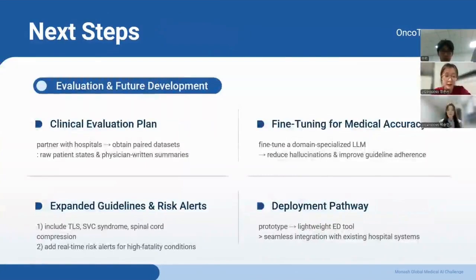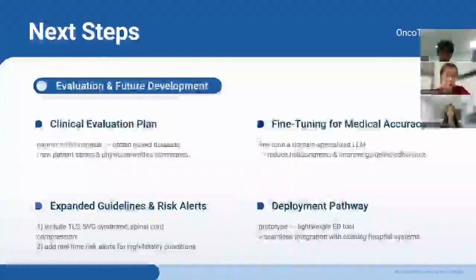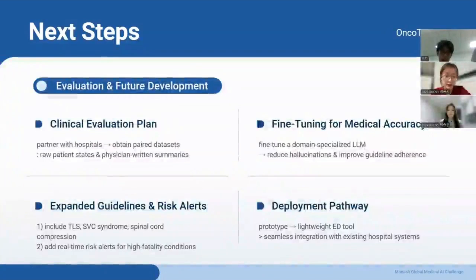Our next step is clinical evaluation. We plan to partner with hospitals to collect paired datasets, patient states, and physician-verified summaries. These will allow us to fine-tune our domain-specialized model for higher accuracy. We will also expand guidelines to TLS, SVC syndrome, and spinal cord compression, and add real-time risk alerts.